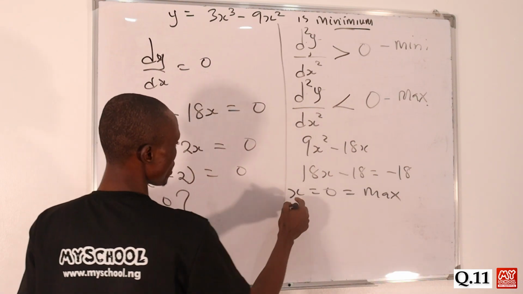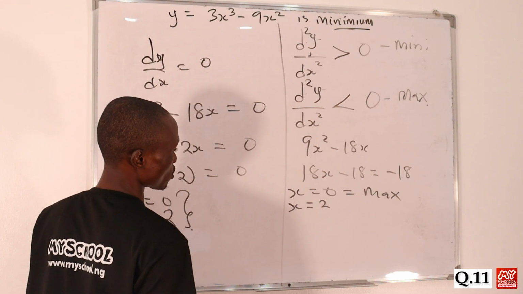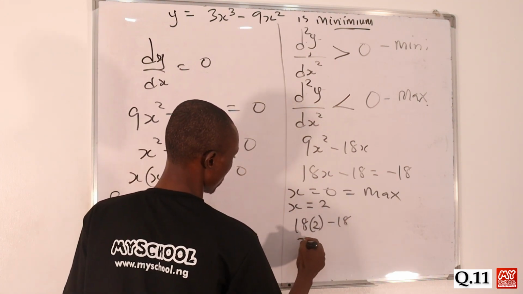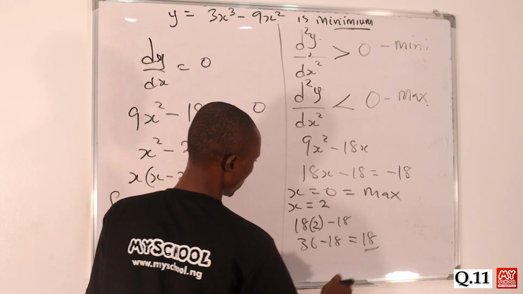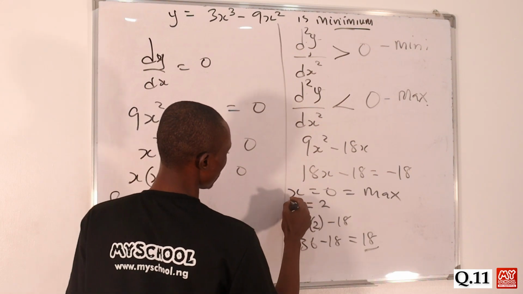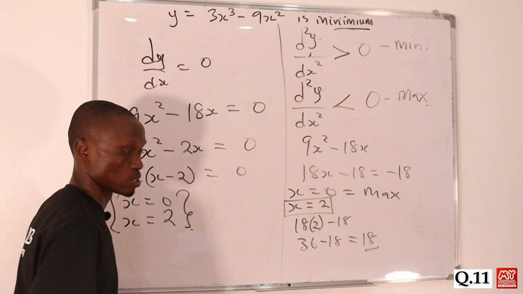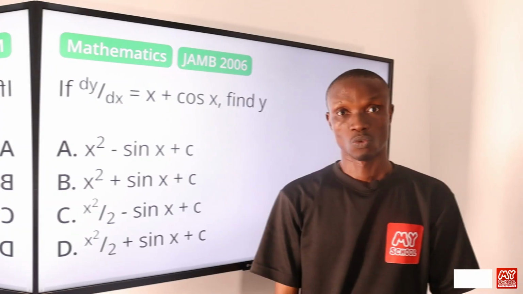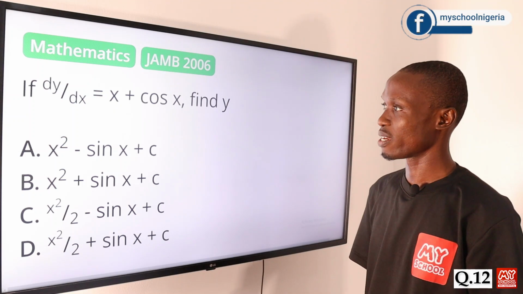Then let's try for when s is equal to 2. So when s is equal to 2, we'll be having 18 bracket 2, then minus 18. So this is 36 minus 18, which is equal to 18, okay? So the minimum value is when s is equal to 2. So let's return back to the screen to pick the correct answer to this question, and that is option B, 2. Question 12. If dy/ds is equal to x plus cos s, find y.